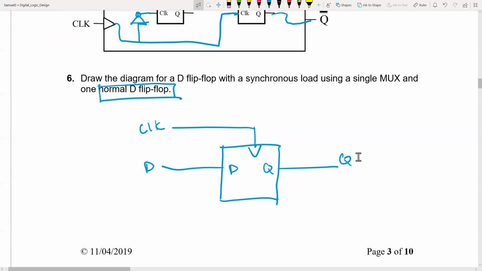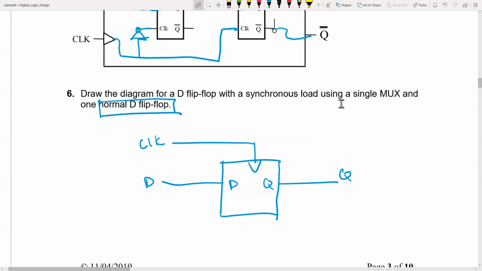So now it says a synchronous load. Synchronous just means that Q can only change on the rising edge of the clock. That's what synchronous means. It means everything is synchronized to the clock. So Q only changes on rising edge of clock. That's all it means. We can come back to that later. It gives us a hint.